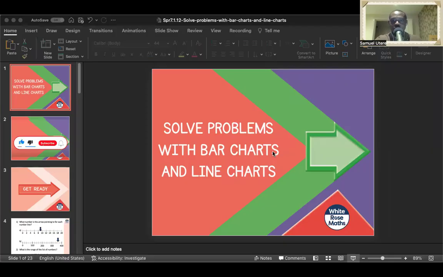Okay, that brings us to the end of our lesson. So, what have we learned today? So, we have learned that you can interpret bar charts and line charts, and they're very useful even in real life. When you read newspapers, you see it on the news.